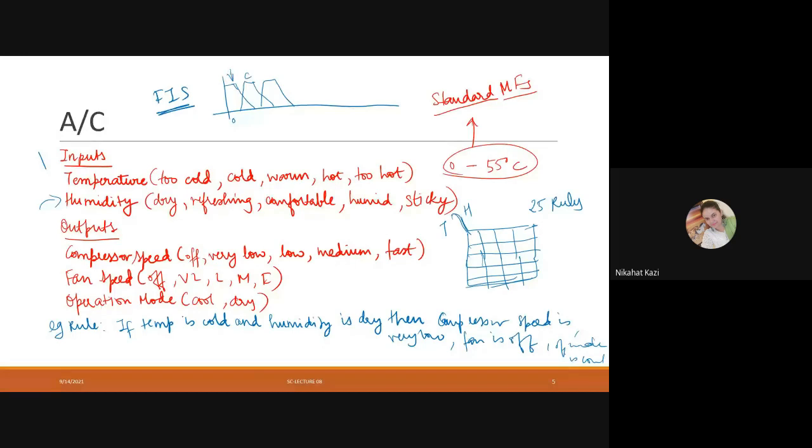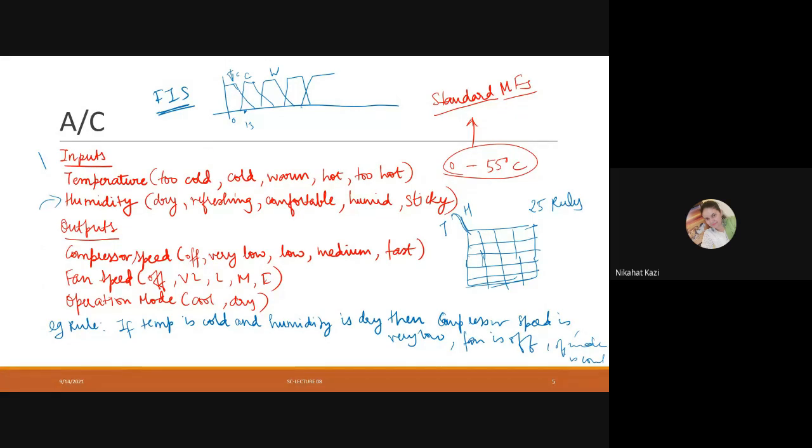Too cold. Something like this, now you will get this one. Hot and then too hot. So there will be some overlap. So when you're saying temperature is 13 degrees Celsius, suppose this is 13, 13 will have a membership in very cold as well as cold.